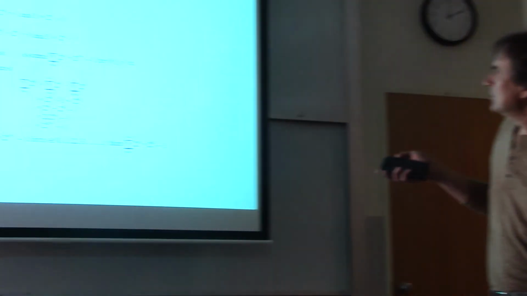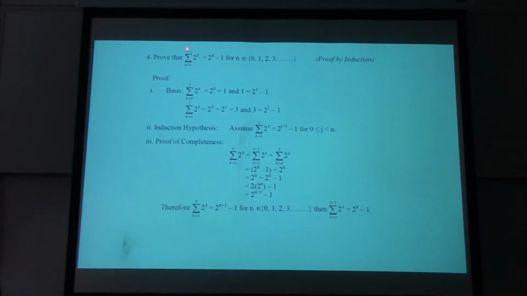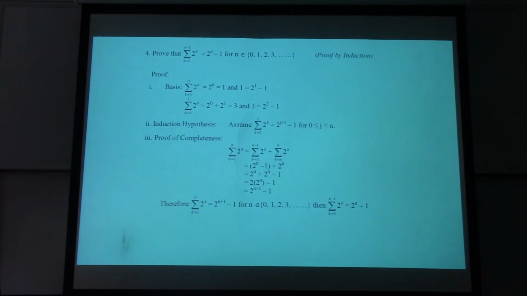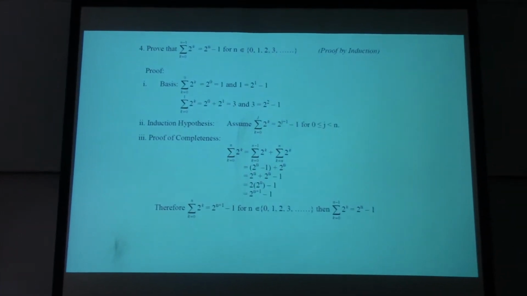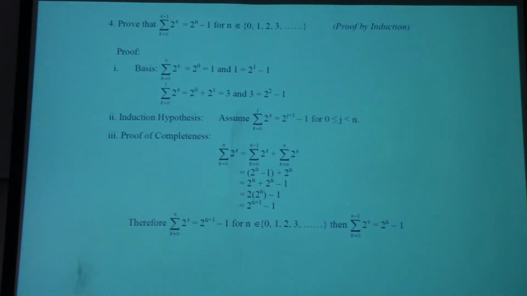So the basis is going to be, if you take k from 0 to 0, that's exactly one term. That means that k only takes on the value of 0. So the basis says if you go from 0 to 0, that means you only have one element in the sum. 0 to 0, 2 to the k is going to be 2 to the 0 only. And that's equal to 1. And 1 is equal to 2 to the 1 minus 1. So in that case, 1 is equal to 1. So that's the basis.